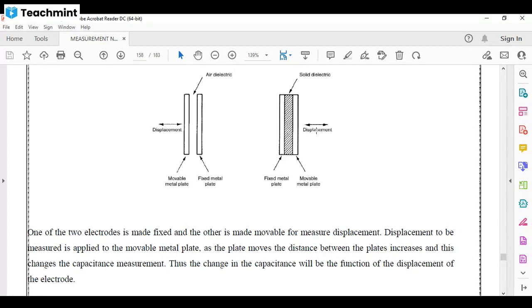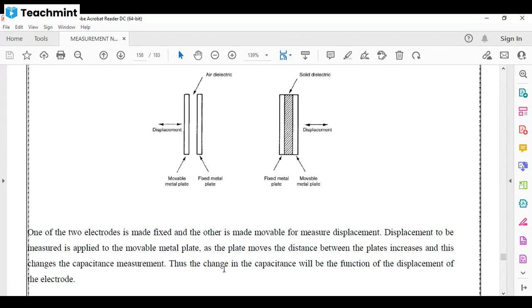जो डिस्प्लेसमेंट हमको मेजर करना है वो हम इसको अप्लाई करेंगे। तो अगर अप्लाई करेंगे तो फिक्स प्लेट जो है वो चेंज नहीं होगा, वो फिक्स्ड ही रहेगा, बट जो मूवेबल प्लेट है वो मूव करेगा। जब मूव करेगा तो the distance between two plates भी changes. So if the distance between two plates changes, then the capacitance also changes. So we can measure the change in distance between the plates. If it increases, then the change of capacitance is measured.